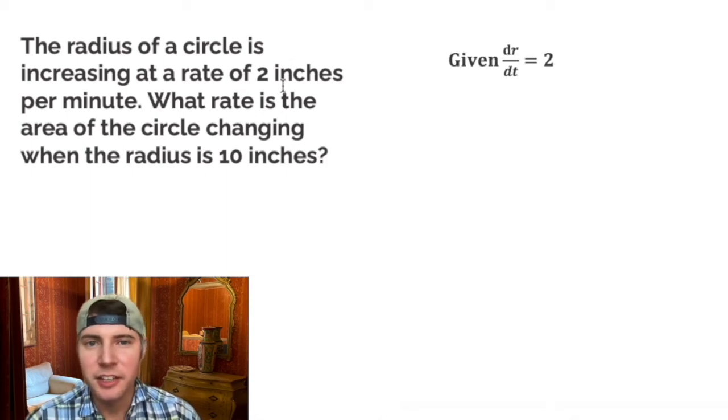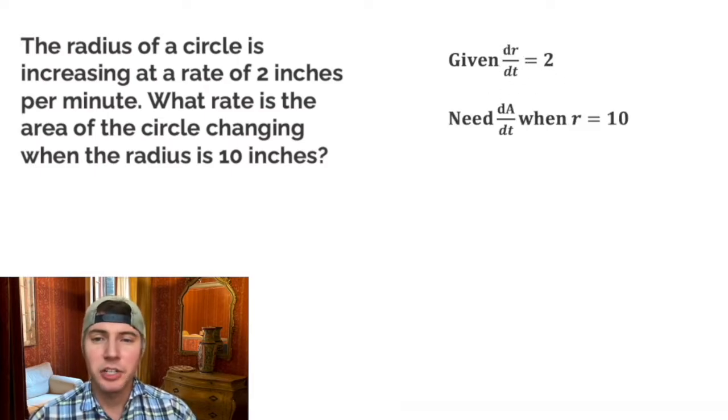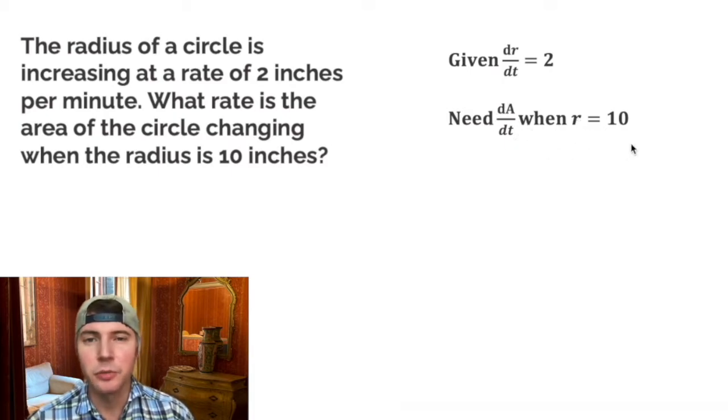First thing that they are telling us is that the radius is increasing at a rate of 2 inches per minute. So that's going to be dr/dt equals 2. This is the change in radius over the change in time. Now the question is asking, what is the change in area over the change in time at the instant when the radius is equal to 10.